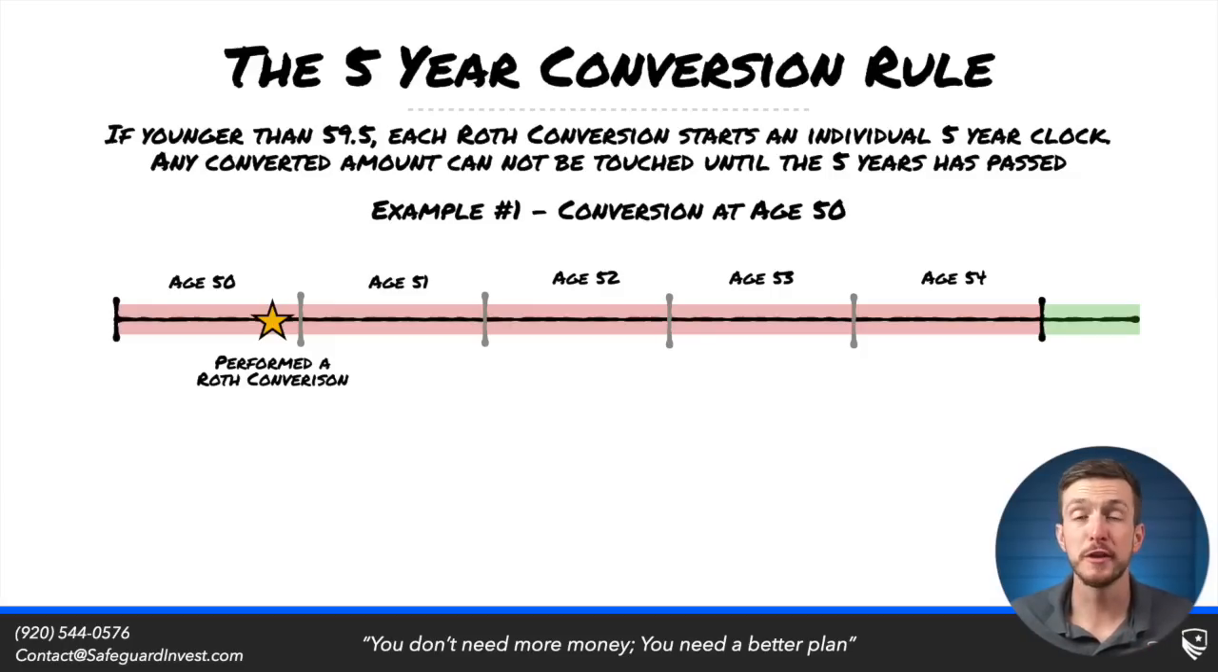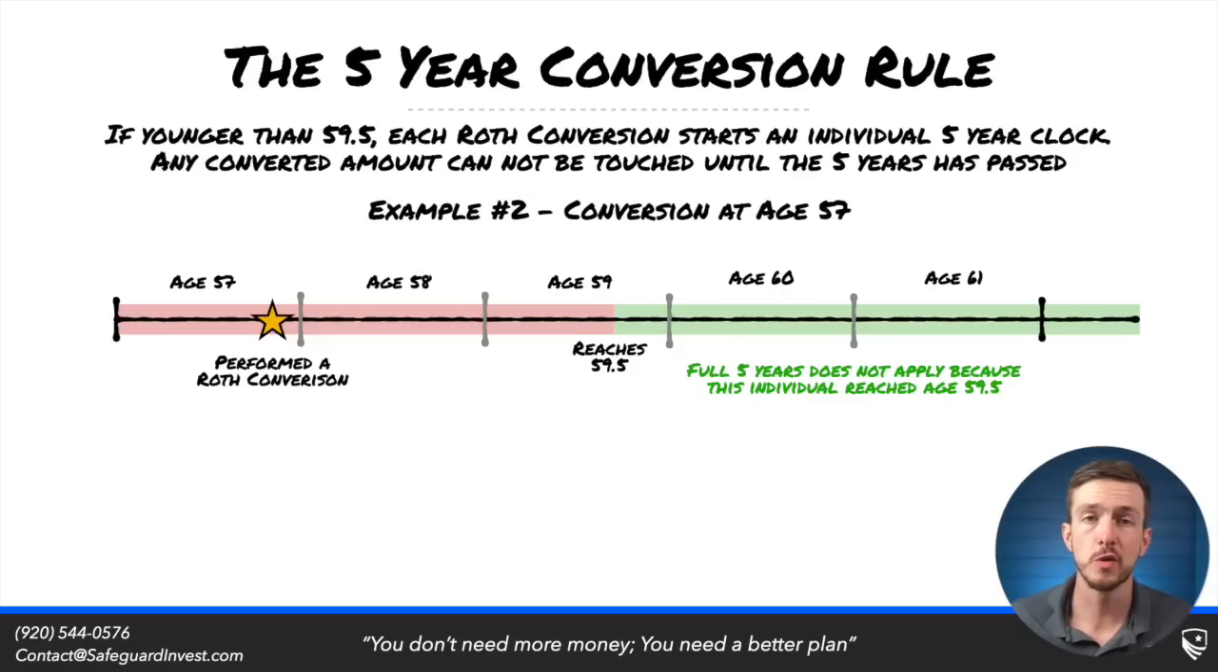Let's go through this rule with a few examples. Let's take an individual who is performing a Roth conversion at age 50. The full 5-year conversion rule would apply in this situation. Now, anytime a conversion is made, regardless of the time of the year, the clock starts at the beginning of that tax year. So in this situation, this individual would be able to withdraw that conversion penalty-free starting in the year they turn 55.